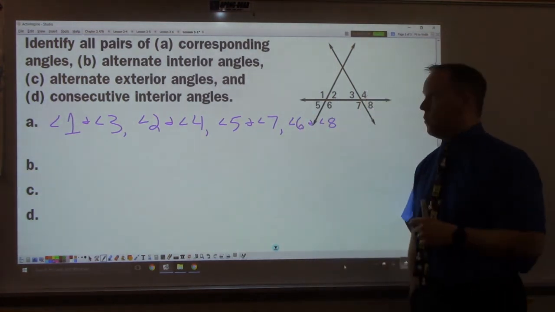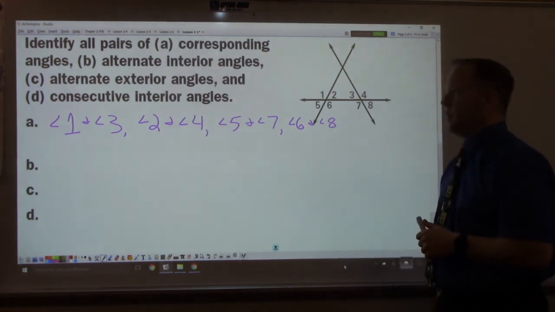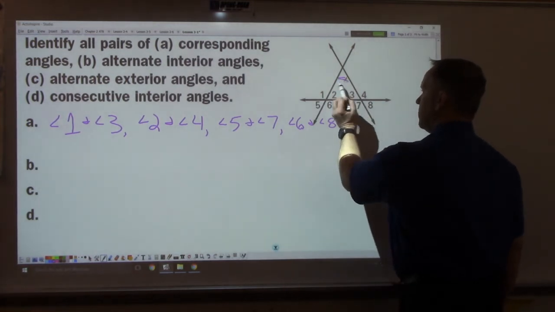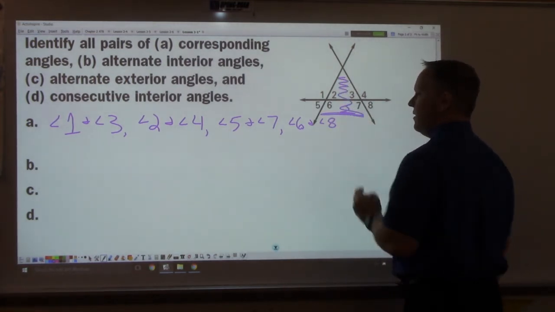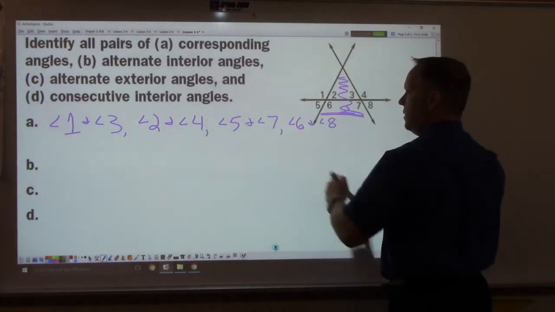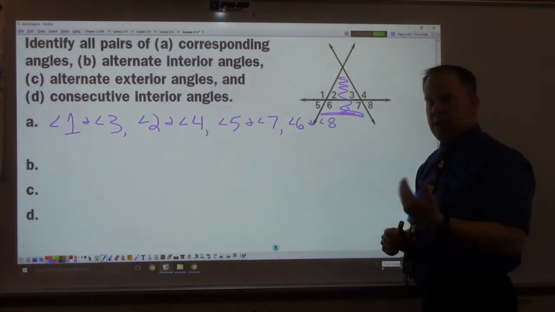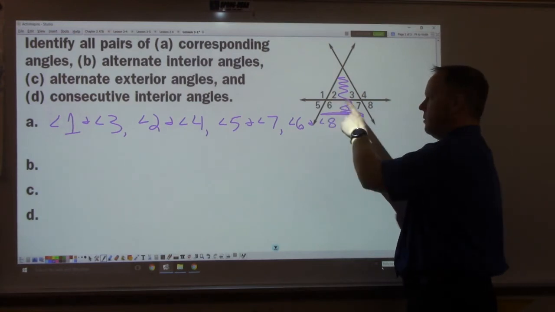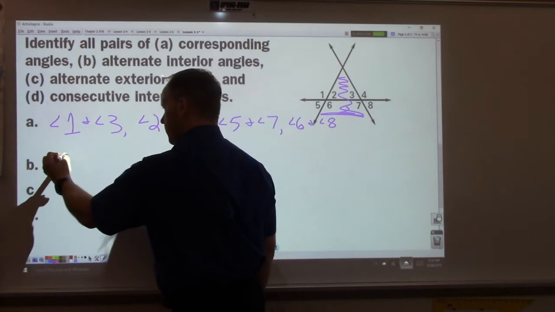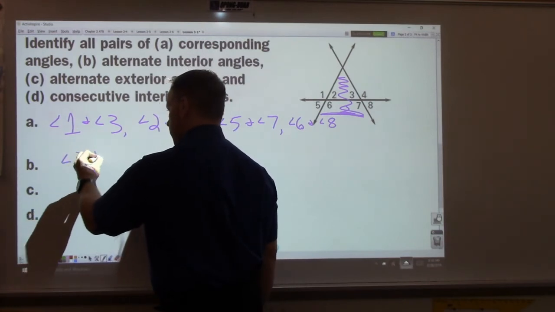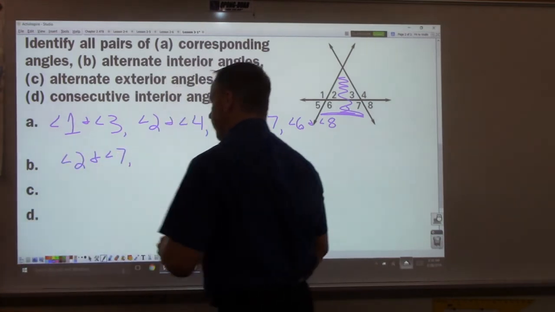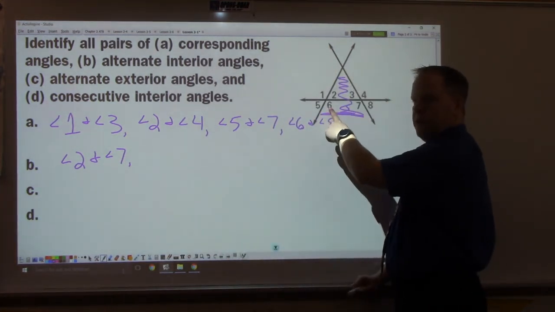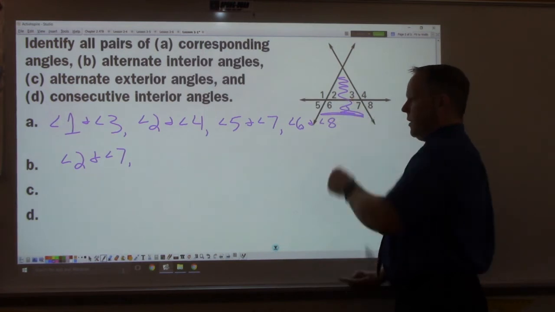There's your 4 pair of corresponding angles. B wants alternate interior. Now keep in mind, where is the interior? This would be the interior between these 2 lines. So now you have to alternate, one from the top, one from the bottom. So 2 is alternate interior with angle 7. And the other pair, 6 is alternate interior with angle 3.